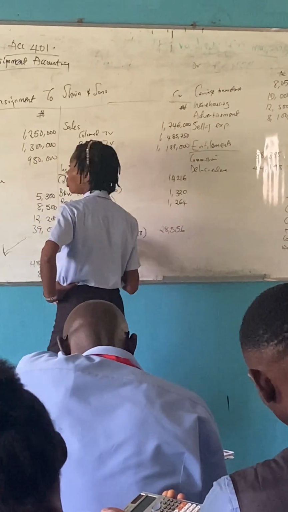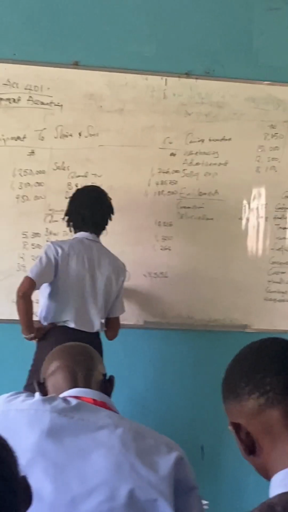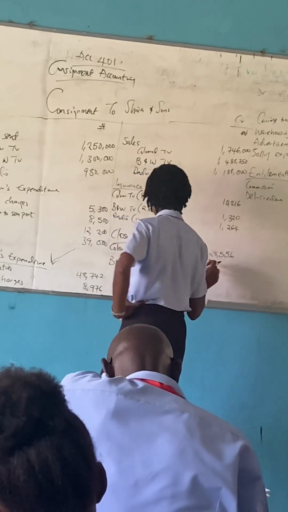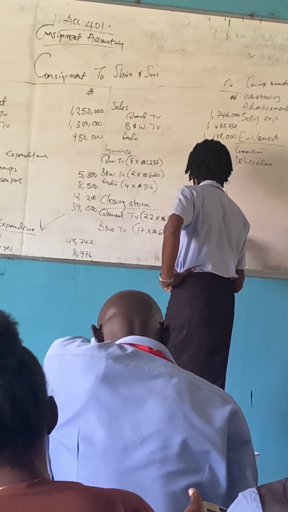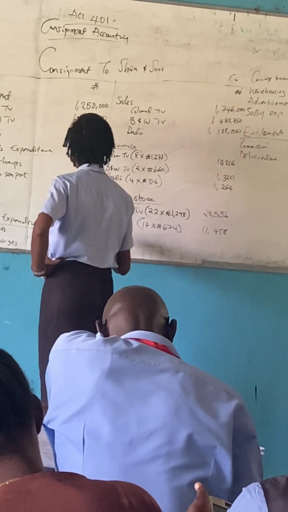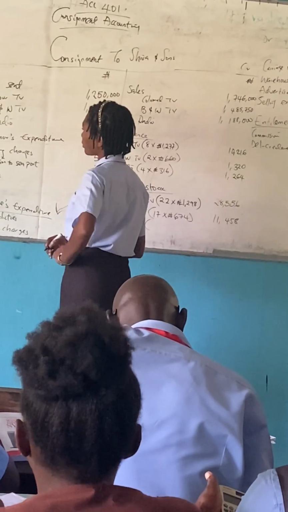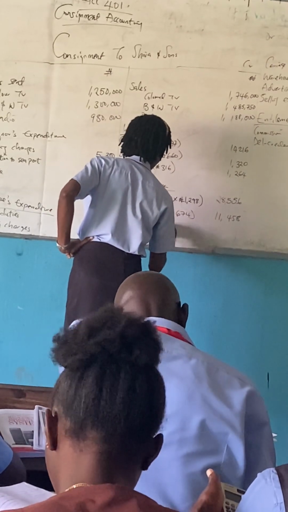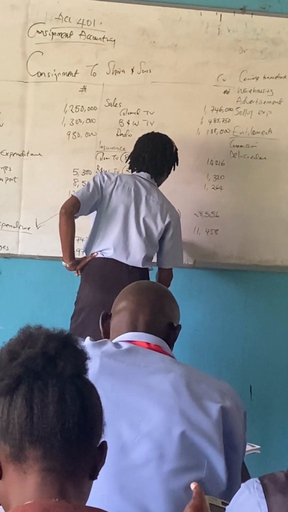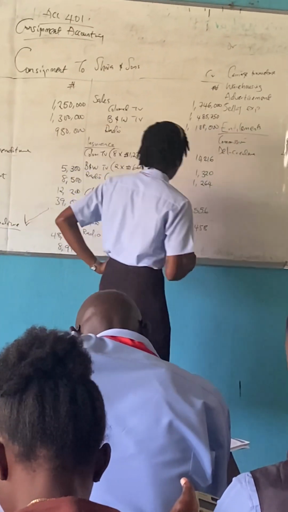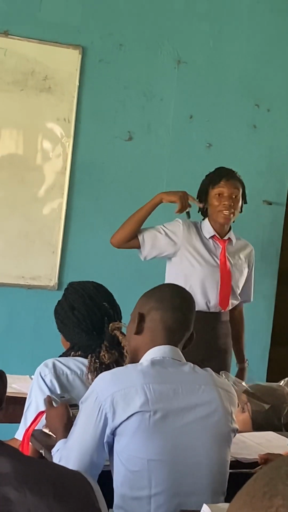For the black and white television, how many are on sale? 70 multiplied by the cost of one, 674, to give us 11,458. And then the last one is the radio. How many have you sold? 26. The cost for one is 325, giving 8,450. So let's balance the account first for the first day.